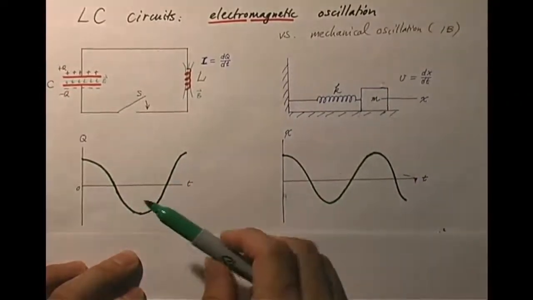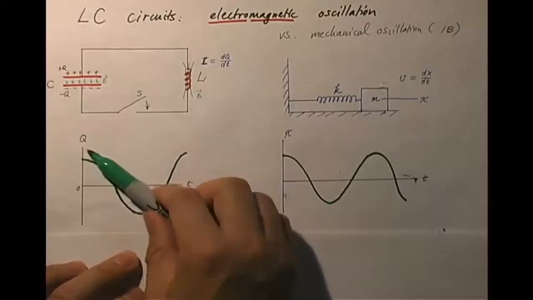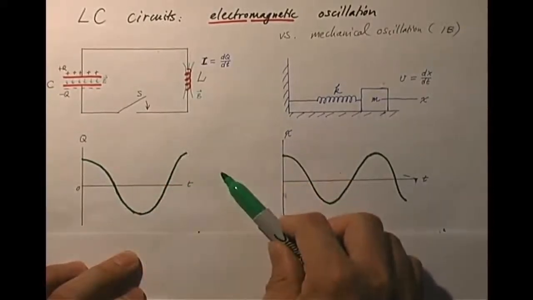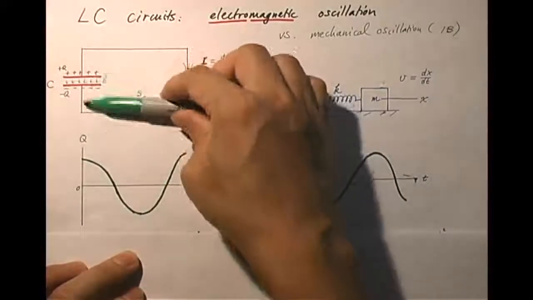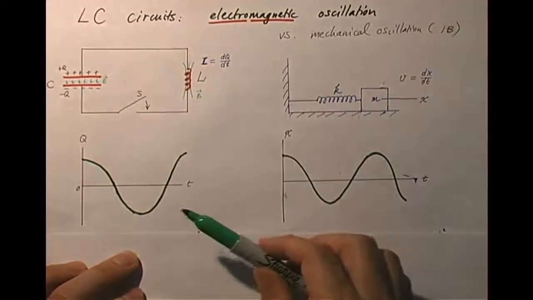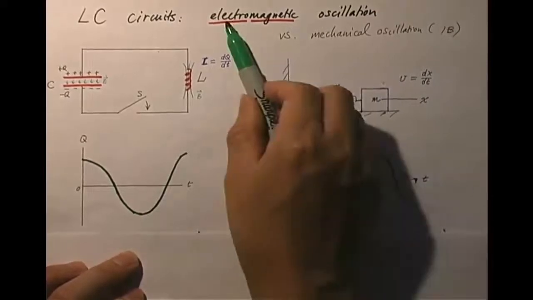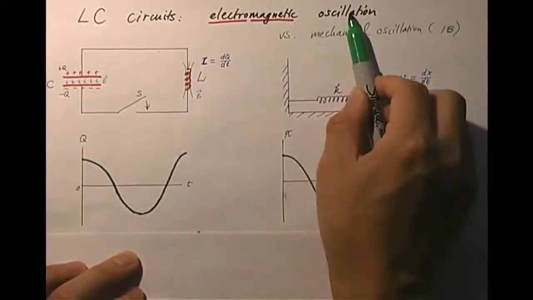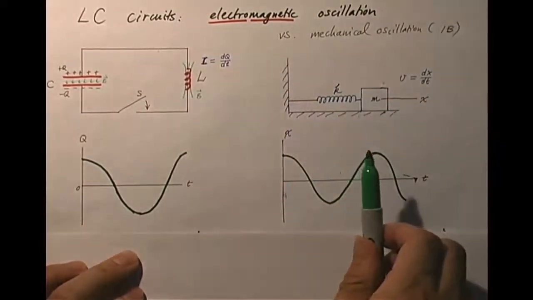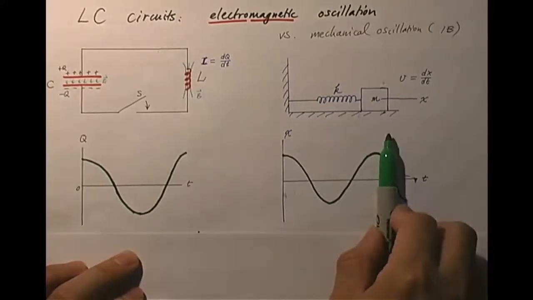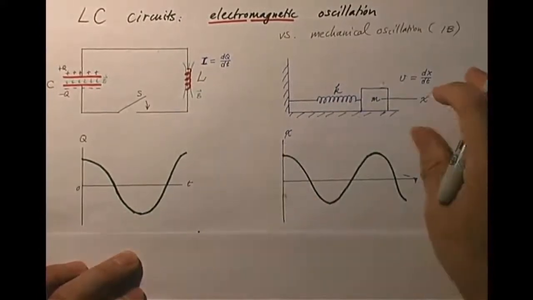Okay, so we can expect, qualitatively, in this case, there will be an oscillation of charges back and forth, positive, negative, positive, negative. This is therefore an example of the ever so important electromagnetic oscillation. Again, we're going to exploit the similarities between the mechanical oscillation and the electromagnetic oscillation.